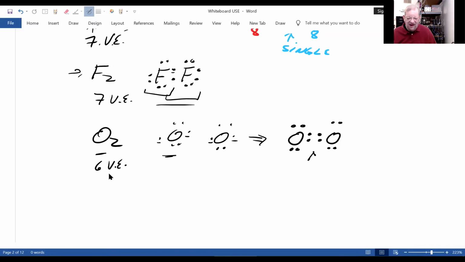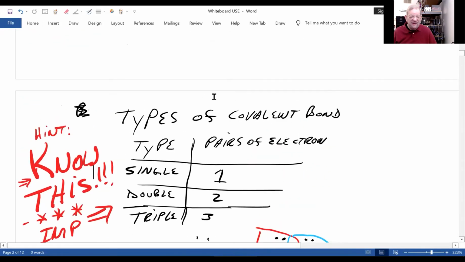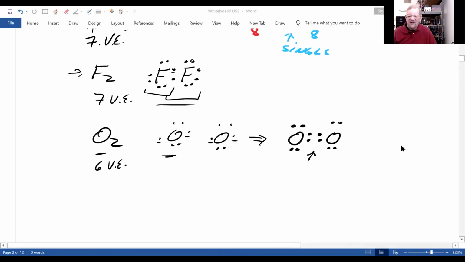Now, the next thing I'd ask you is, what kind of covalent bond exists between the 2 oxygen atoms in oxygen O2 gas? Ooh, 2 pair of electrons, what's that? It's a double bond. And I think somebody already helped me out. And the answer is yes, you helped me out. Thank you. So here we have a double bond.